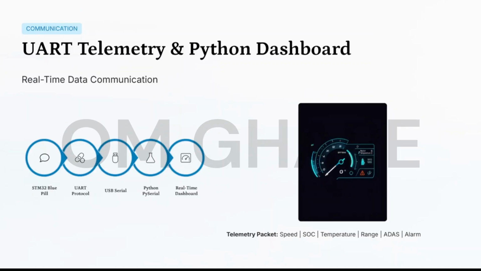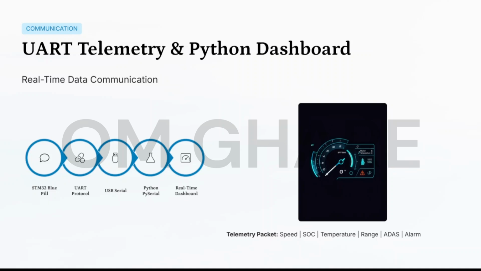Once all vehicle calculations are complete, the processed information must be transferred from the STM microcontroller to the dashboard. This is where UART telemetry plays an important role. As shown in the communication diagram, the STM32 Blue Pill acts as the source of all vehicle data. After processing the sensor input and running the EV dynamics and ADAS algorithms, it prepares a structured telemetry packet. This data is transferred using the UART protocol, which is one of the simplest and most reliable serial communication methods used in embedded systems.